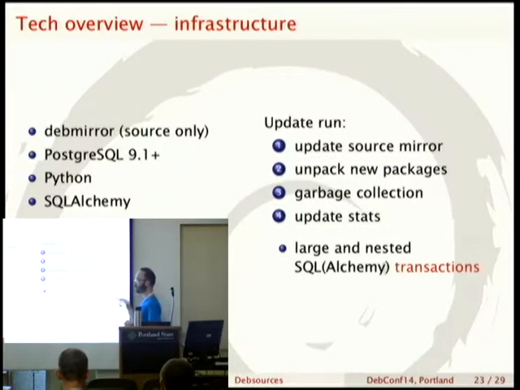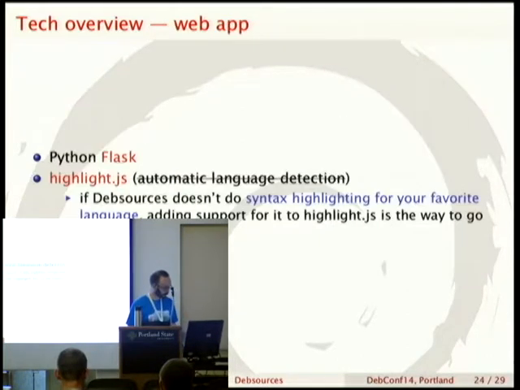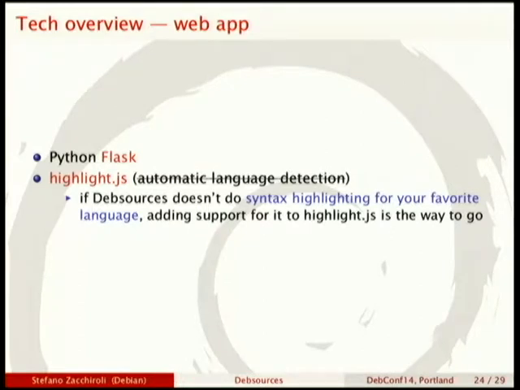Possibly the most tricky part is that we run fairly large and nested SQLAlchemy transactions, which surprisingly works pretty well. This is the most difficult logic code you will find, those nested transactions, which are hidden from you, so there is no explicit begin transaction, but the SQLAlchemy code could become a bit tricky. The web app is straightforward as well. It's Python Flask as a toolkit. And the other big component we use is highlight.js to do the syntax highlighting in the browser of the user.